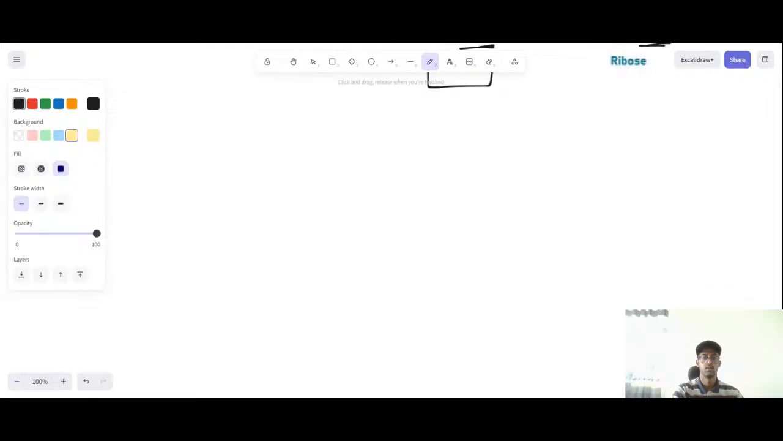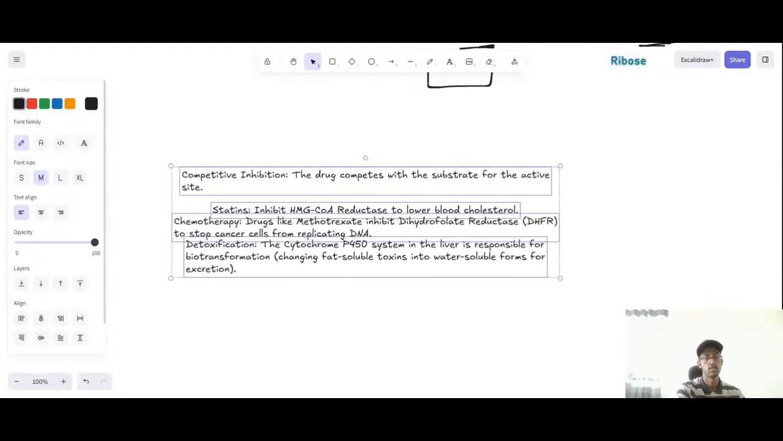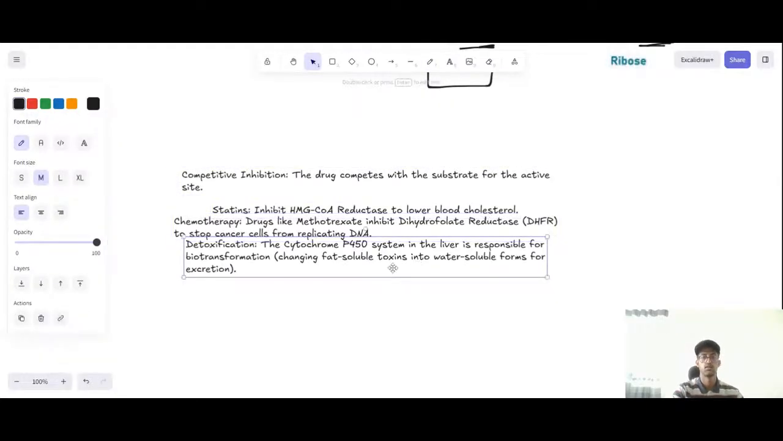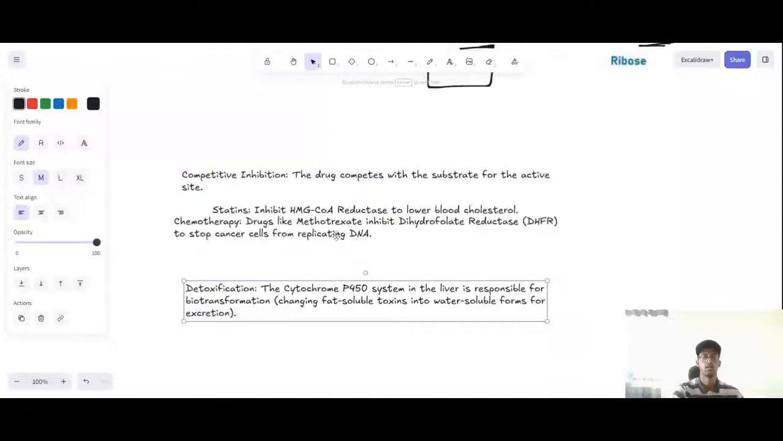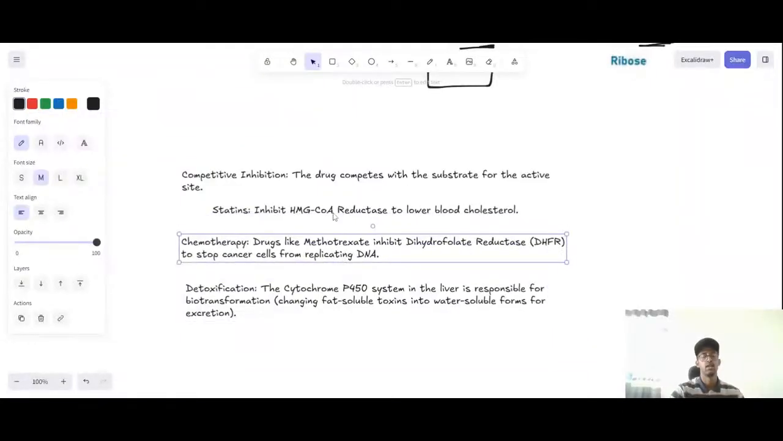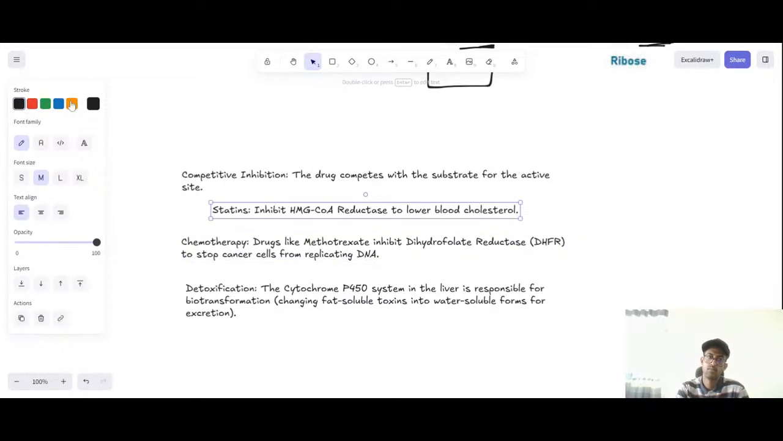So here are my notes: pharmacologic importance of enzymes as drugs. Actually not as a drug, but as a supplement for drugs. So for example, statins inhibit HMG CoA reductase to lower blood cholesterol. So I haven't gotten this point. I don't get this point.